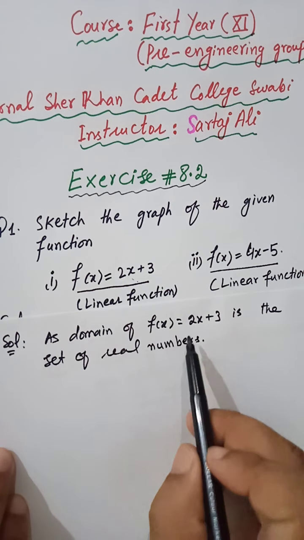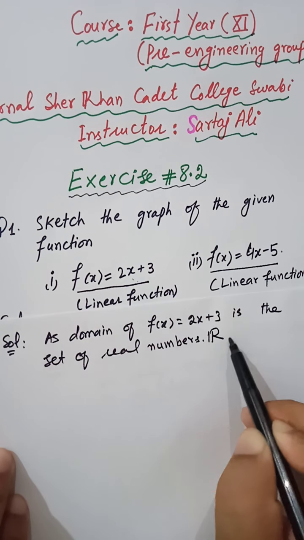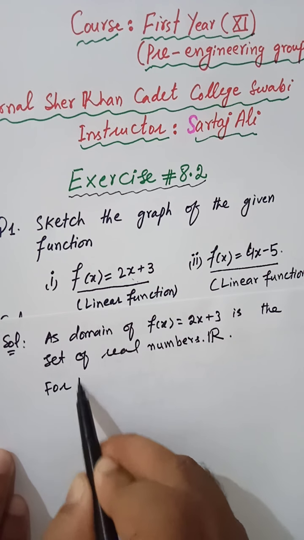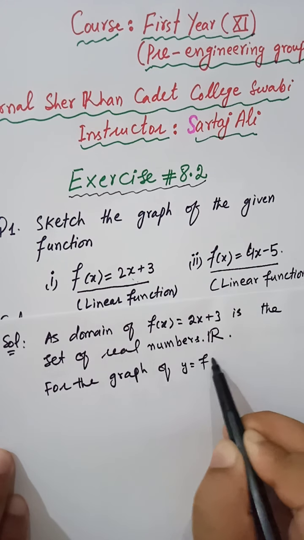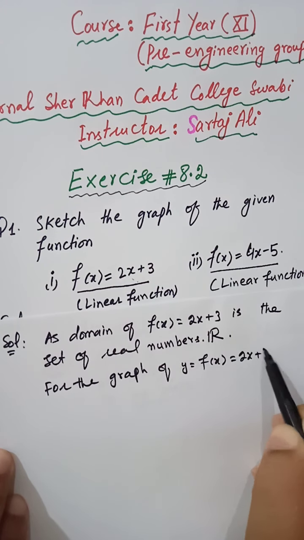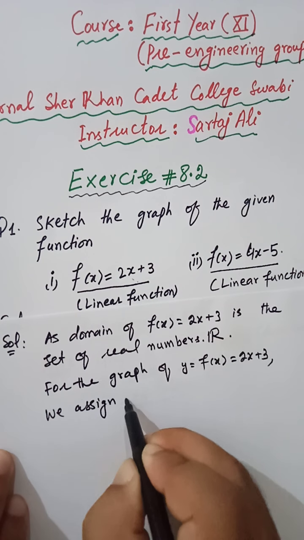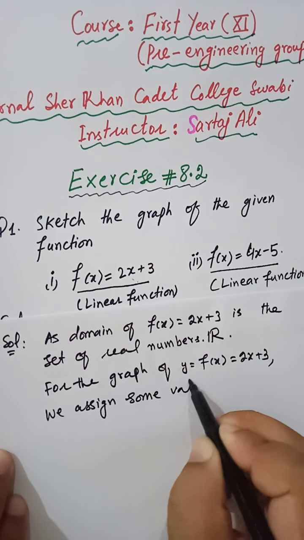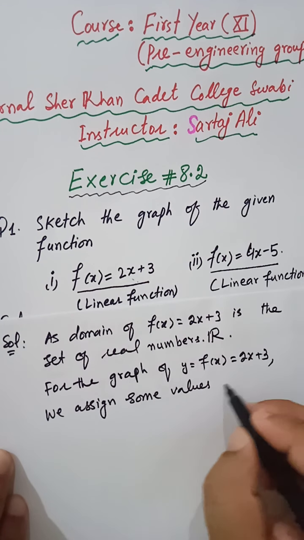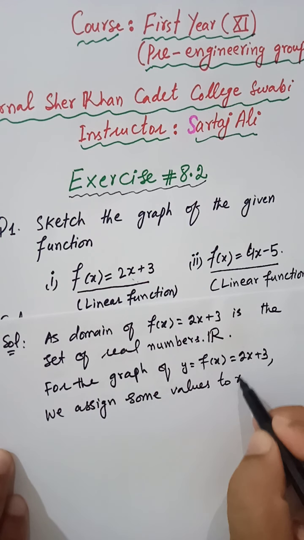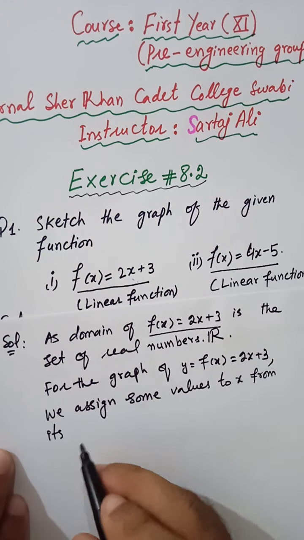The domain of this function is the set of the real numbers, which is denoted by capital R. Now for the graph of y is equal to f of x is equal to 2x plus 3, we assign some values from the domain, some values to x, to the argument from its domain. So what is the domain of this function?